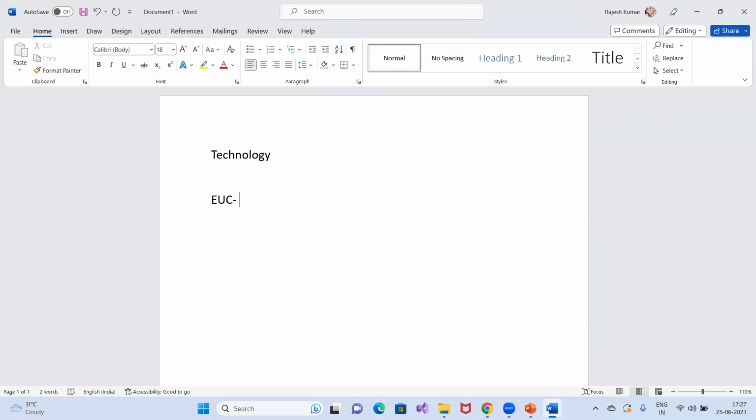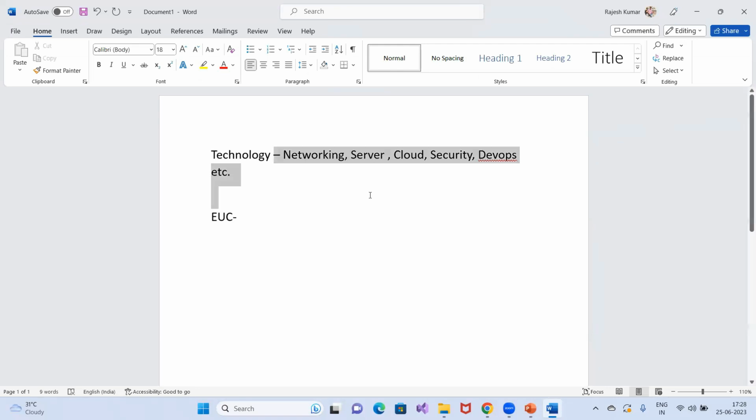Desktop engineering is the part of IT infra. Service desk engineering is the part of IT infra. But you guys are not contributing in terms of any specific technology. What is a specific technology? You are not contributing as a networking engineer. You are not contributing as a server engineer. You are not the part of any cloud. You are not the part of a specific security domain. You are not the part of a specific DevOps domain, etc. So these are called technology.